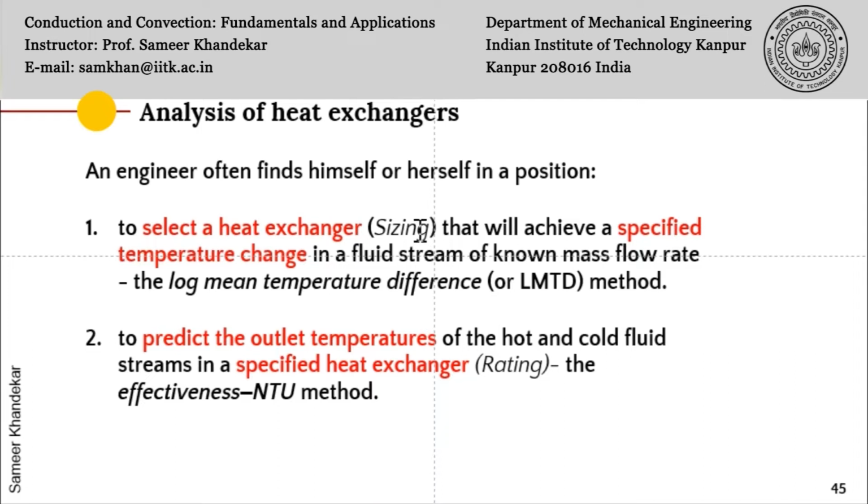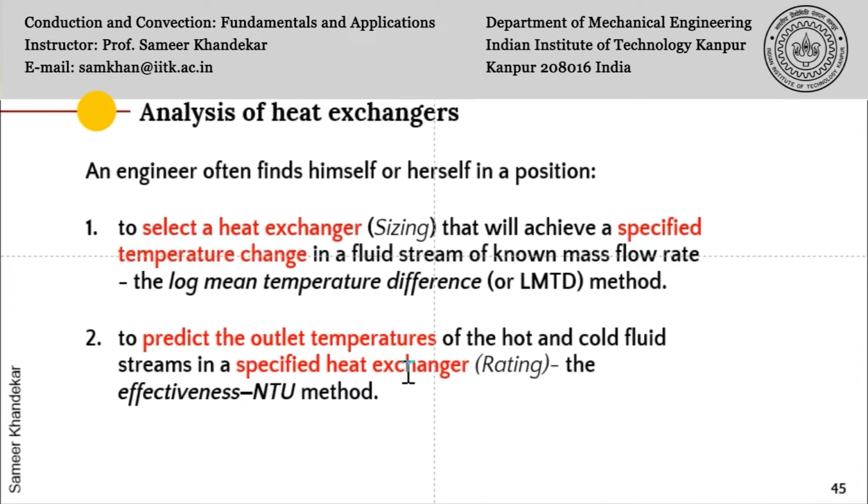Now the other problem which can occur is that you have a specified heat exchanger, that means the heat exchanger is available to you. You are supposed to predict the outlet temperature of the hot and the cold fluid stream in a given heat exchanger. These types of problems are called rating problems. So you have to rate the heat exchanger, which means that you have to predict the outlet temperatures, that is, what will be the temperatures if these two fluids pass through it at certain mass flow rates.